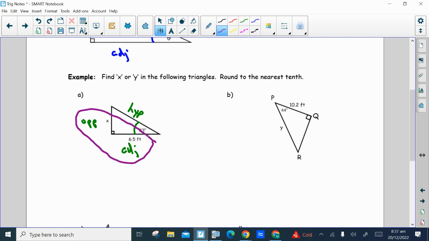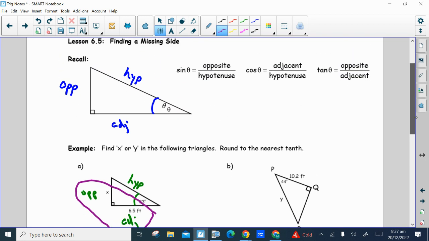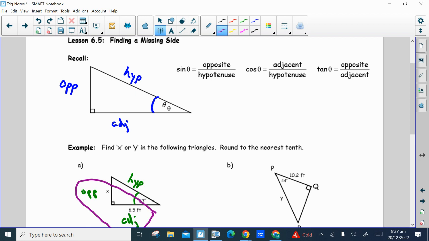We're trying to find x, which is the opposite. We're given the 6.5, which is the adjacent. We're not given the hypotenuse, not trying to find it, not using it. We're using opposite and adjacent. And if we look at the ratios above, the tangent is the only one that uses opposite and adjacent. Yes, the sine uses opposite, but not the adjacent. Cosine uses adjacent, but not the opposite. Only tangent uses opposite and adjacent, and the order matters. The opposite is on top, the adjacent is on the bottom.